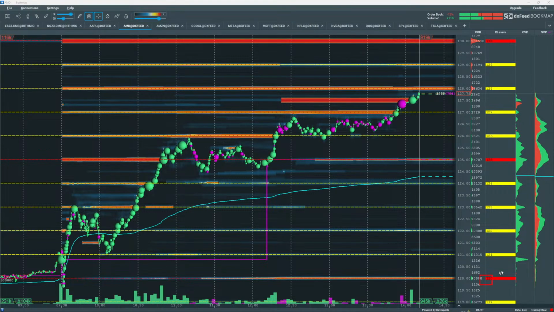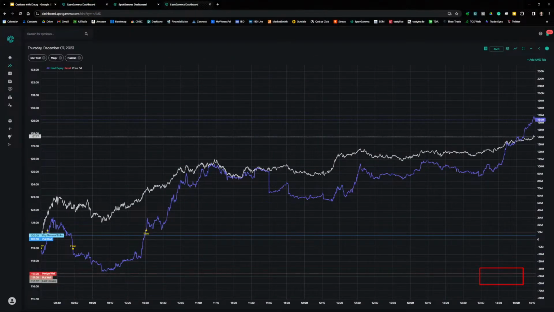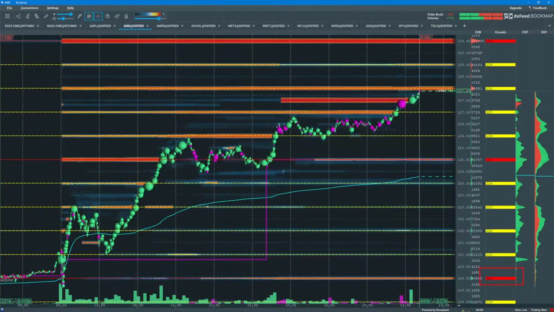Here's the 120. I think that was the key gamma strike and call wall. Let me check that again. Right, 120 key gamma strike and call wall acting as support.